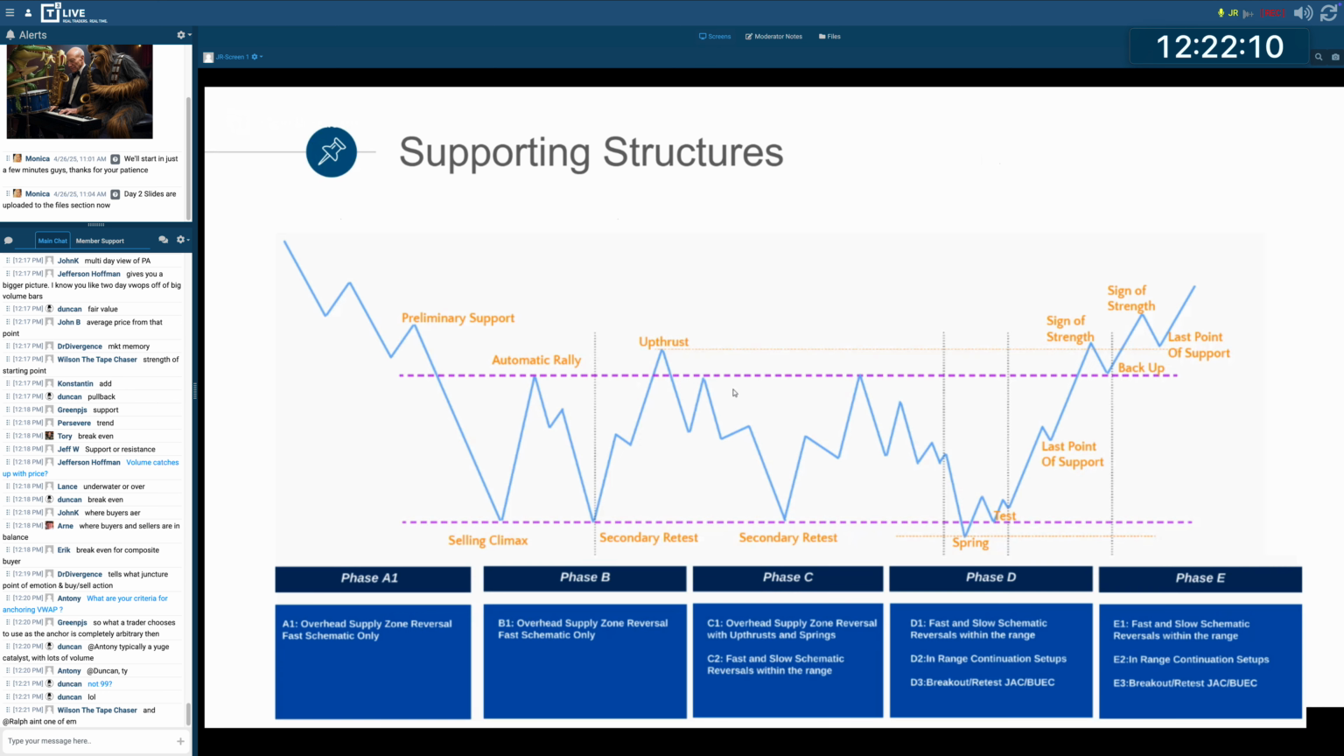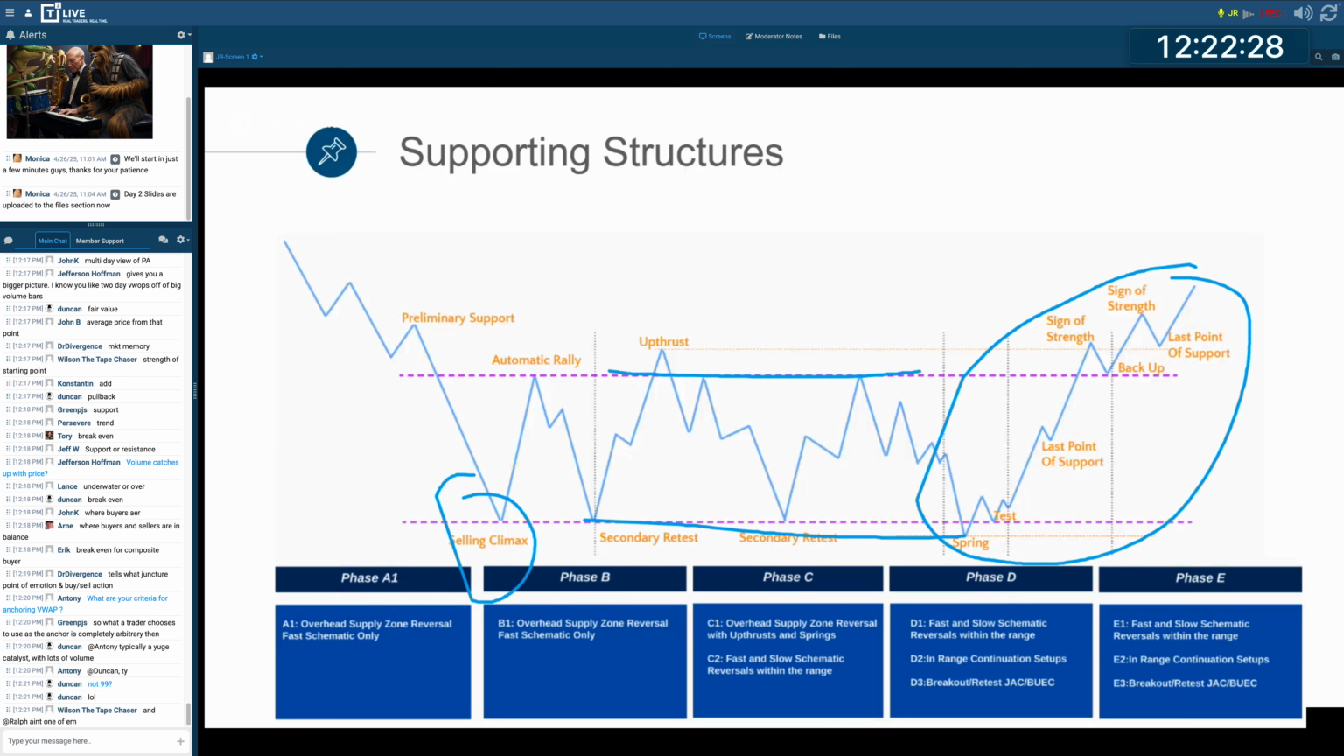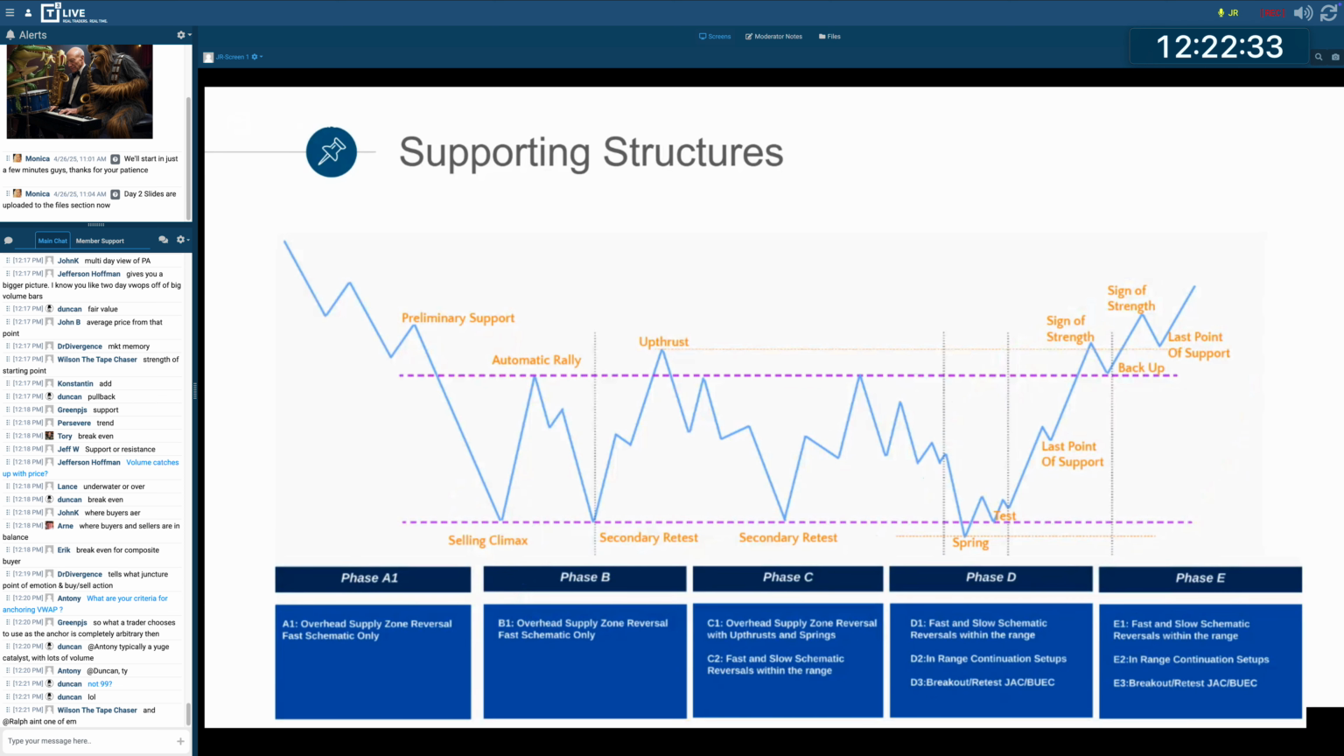All right, so supporting structures. We're looking typically at phase D of the price cycle. This is where I live. I live here and here primarily. As a trader, some of you like to bottom fish and top fish and do all that weird stuff. It's personally not for me, but it is what it is.